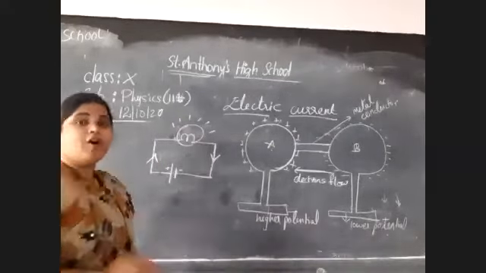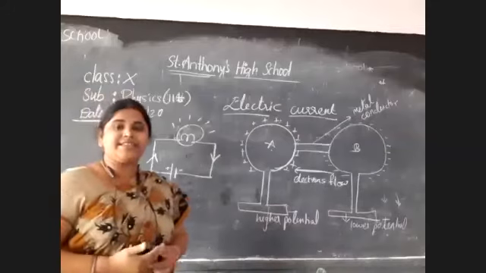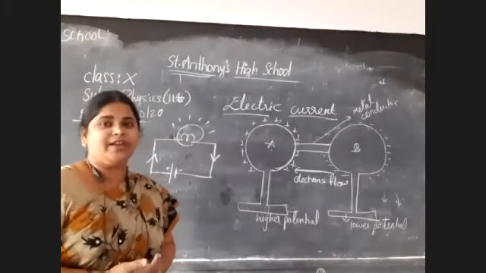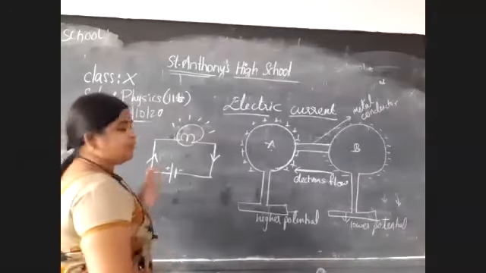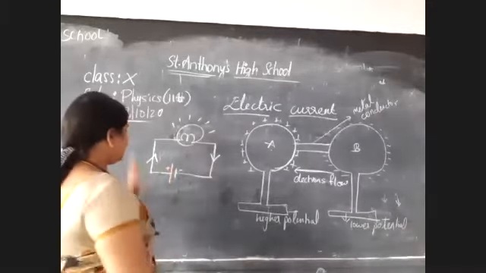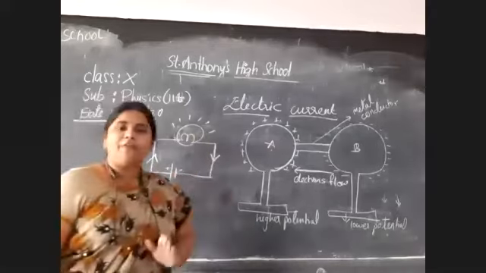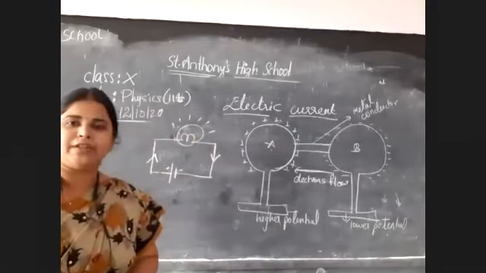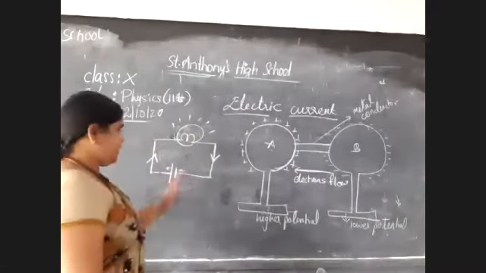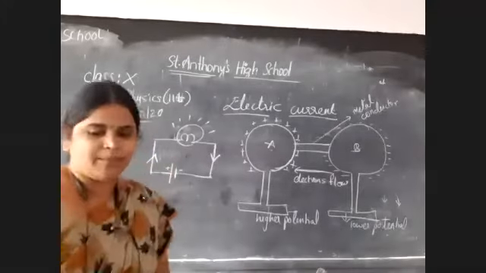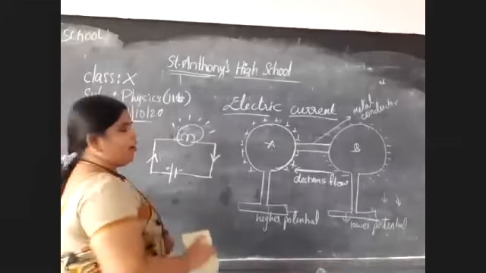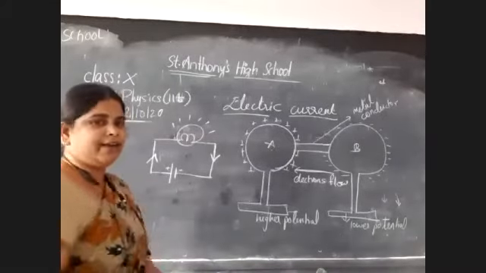But because of what the scientists in the 17th and 18th century gave, conventionally we take it from the positive terminal of the battery to the negative terminal of the battery. Yes? Okay. So this is about the direction of flow of the electric current.